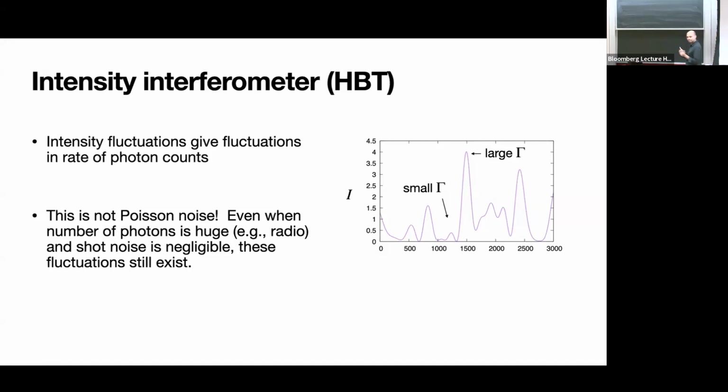So is that clear for everyone? This is a purely classical effect. The way I'm describing it is purely classical. You can fully understand it classically.